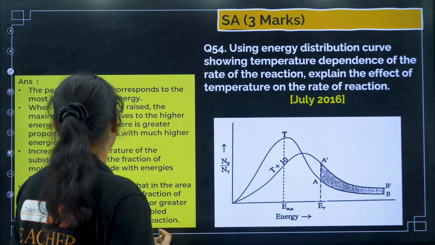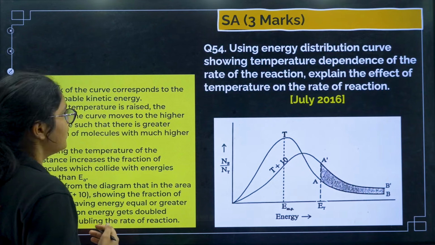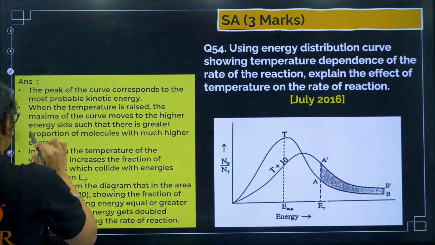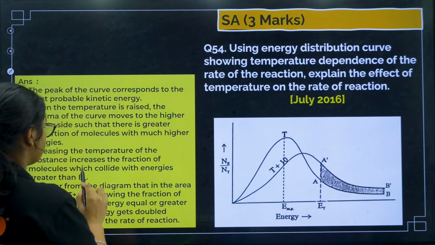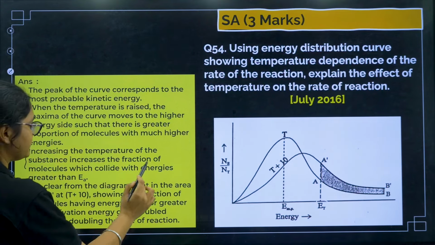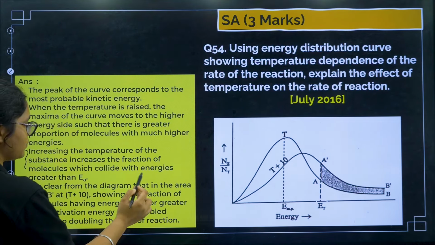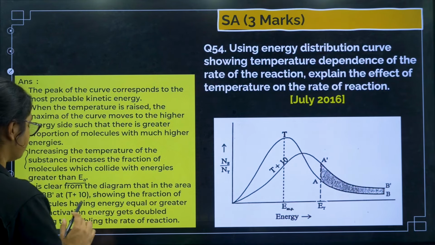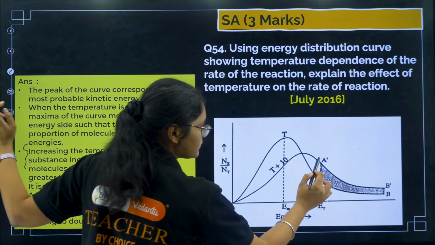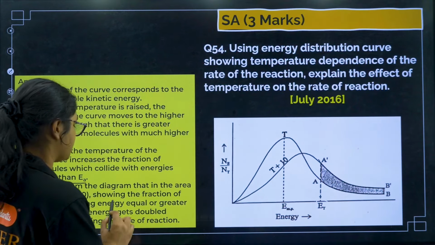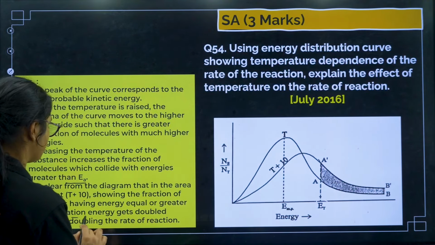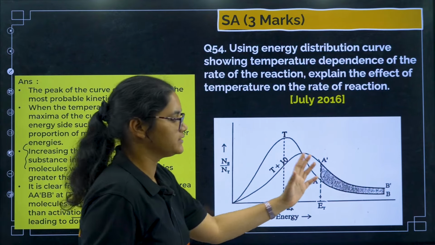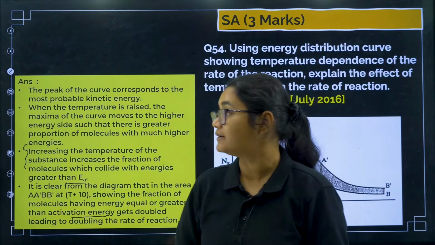Okay, how can we write it? We can just draw the diagram and write down from here. Increasing the temperature of the substance increases the fraction of molecules which collide with energies greater than the activation energy. It is clear from the diagram that in this area, more particles are having energy greater than or equal to the activation energy, and that is why when you increase the temperature, the rate of the reaction increases.